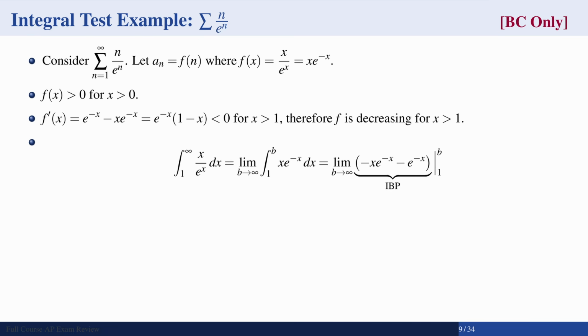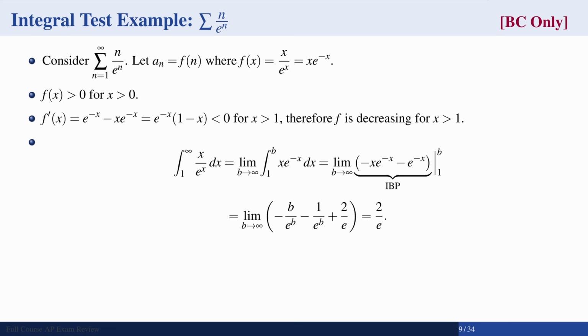The next thing we have to do is our improper integral. So we're going from 1 to infinity of x over e to the x dx, which is going to be the limit as b approaches infinity of the integral from 1 to b of x e to the negative x dx. We have to do integration by parts on this thing, so we end up with the limit as b approaches infinity of negative x e to the negative x minus e to the negative x from 1 to b. It's really the improper integral that's the pain in the neck here.